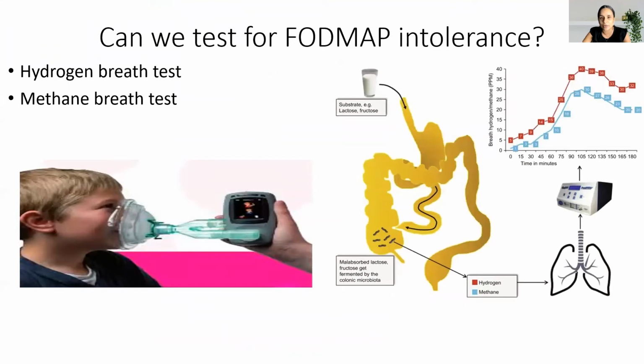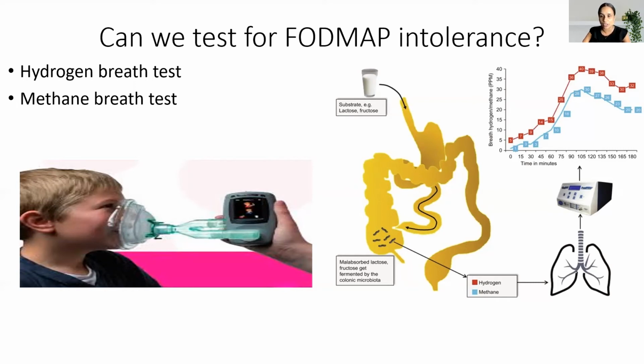So we need to decide if we're going to use a low FODMAP diet in our patients. Can we test for FODMAP intolerance to make this decision? Breath testing has been used for carbohydrate malabsorption in many patients for many other conditions. And it's sometimes used for patients with functional abdominal pain disorders with a primary focus on fructose. So breath testing is simple and non-invasive, which makes it a good choice for pediatric patients.